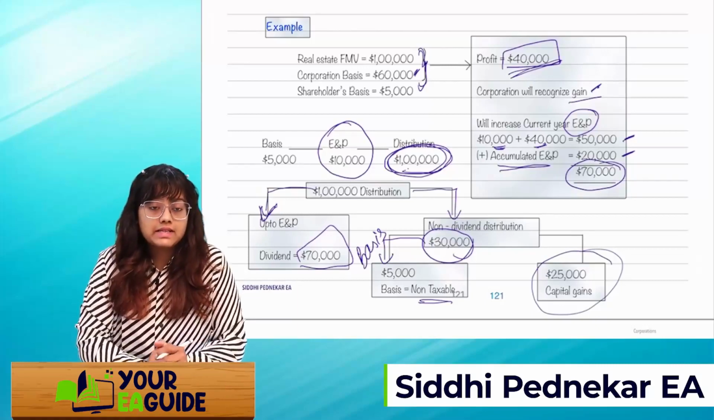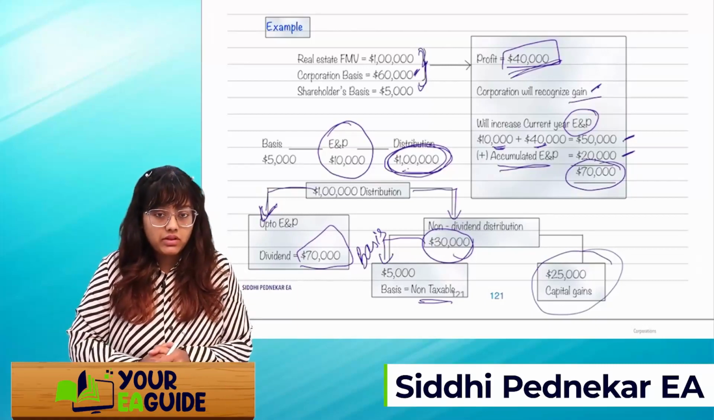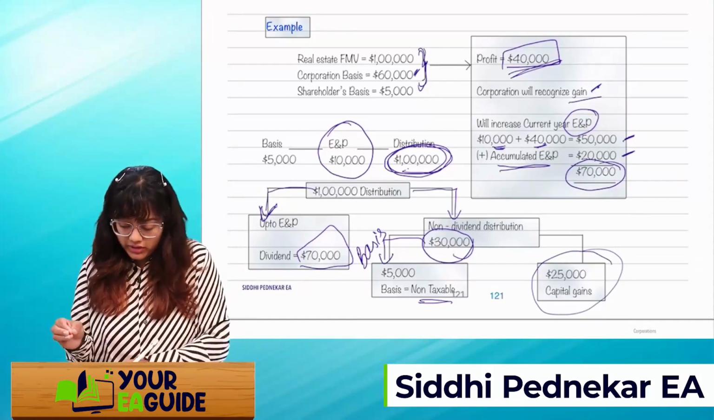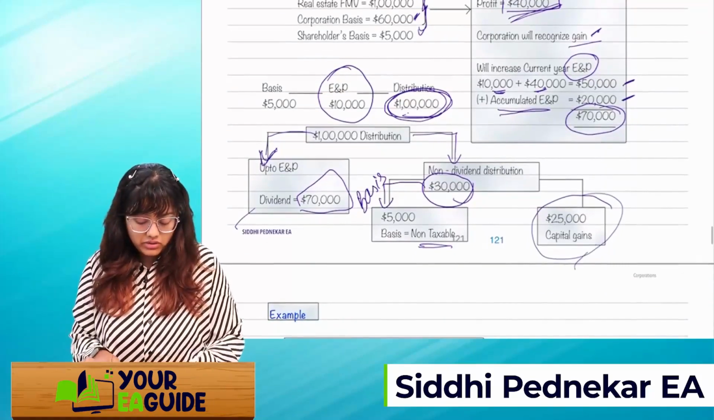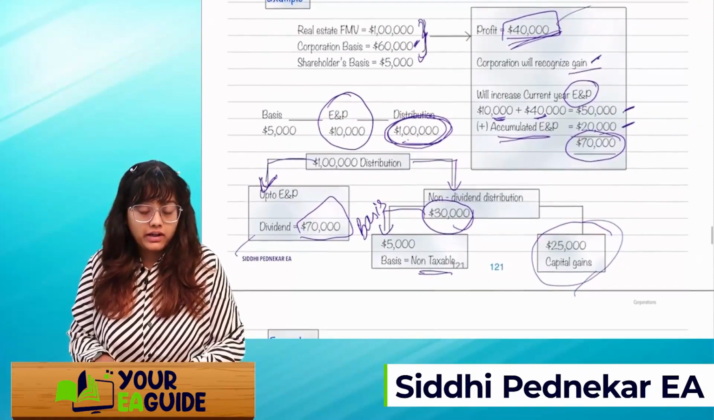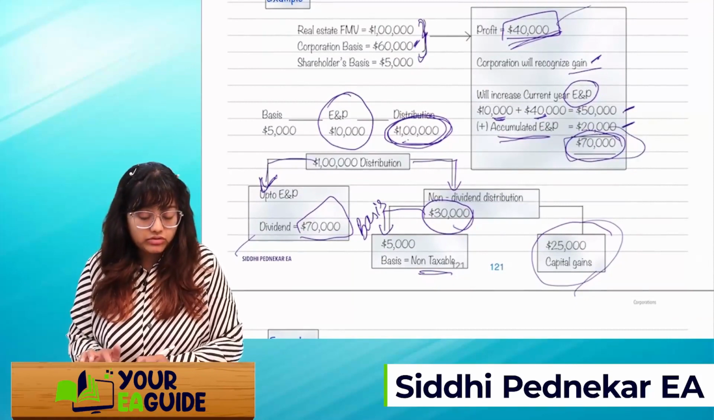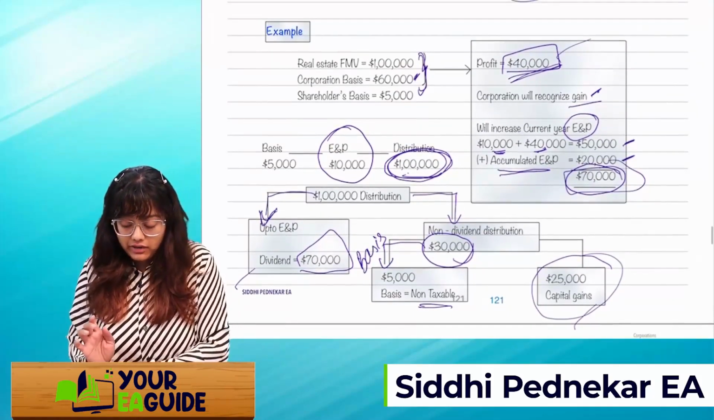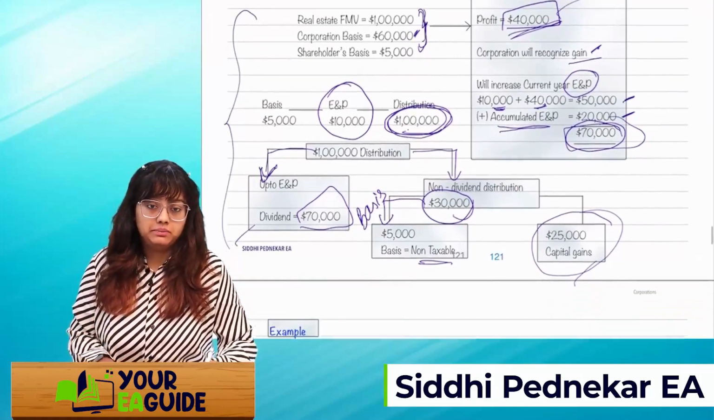Understood, guys? This type of question will come in the exam, and you'll have to read it carefully, whether they are asking about the dividend amount, the capital gains amount, or whether they are asking for the profit to be recognized, or the total amount of ENP. You'll have to read the question carefully. Any kind of question can be asked from this example.